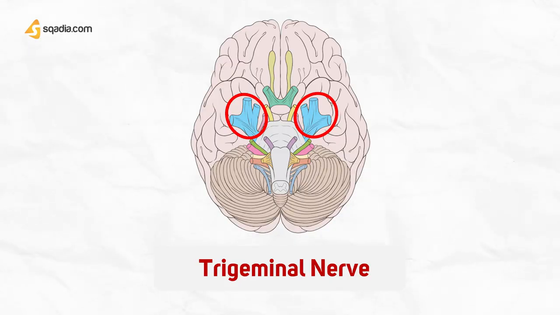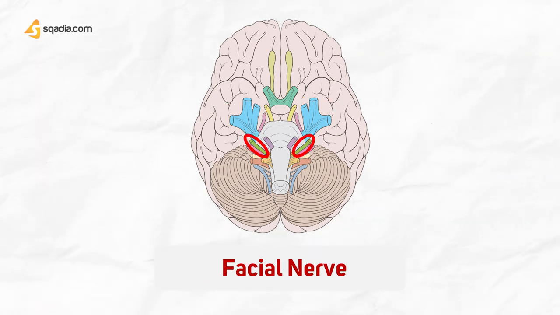The corneal reflex depends upon the integrity of two nerves. Number one is the fifth cranial nerve, which is the trigeminal nerve, and the other one is the seventh cranial nerve, which is the facial nerve. This is tested by gently touching the cornea with a wisp of cotton wool. Normally, this procedure causes blinking.